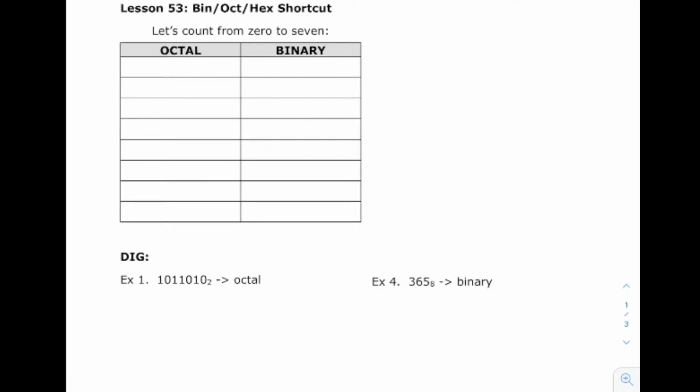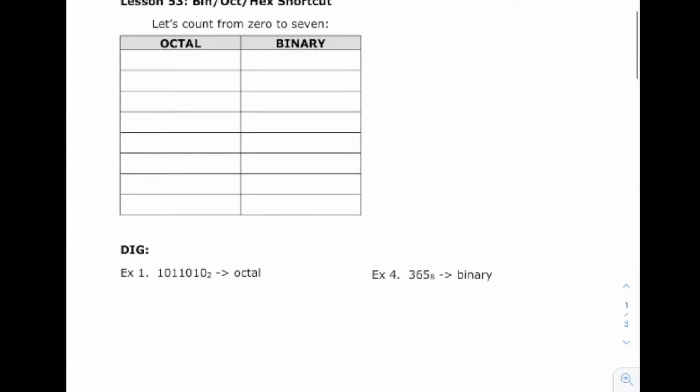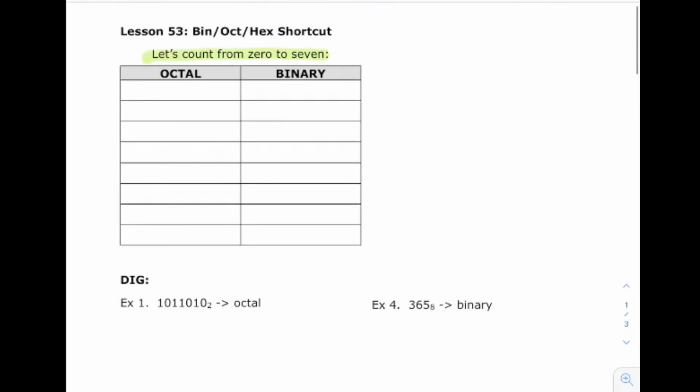Welcome to lesson 53. I get to show you something a little bit fun today. Before we get to the fun, we have to have a different kind of fun, and that's let's count. Let's count from 0 to 7. We can do that, especially if you do it in the octal system.